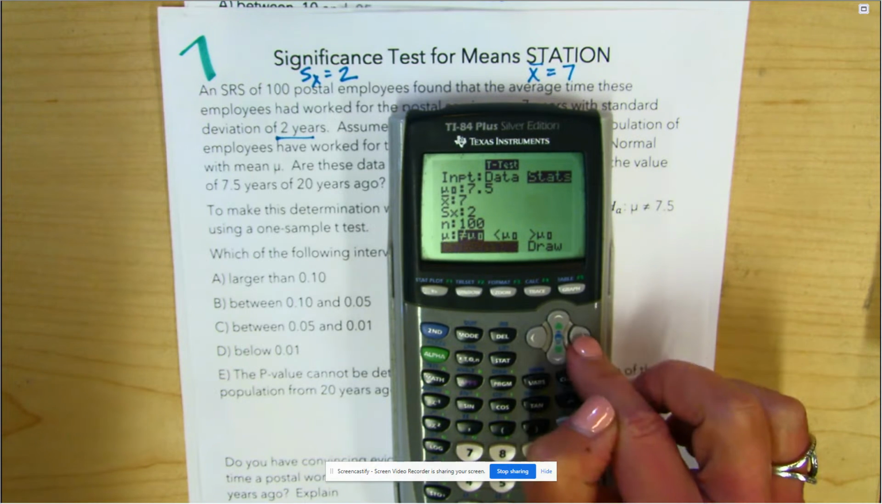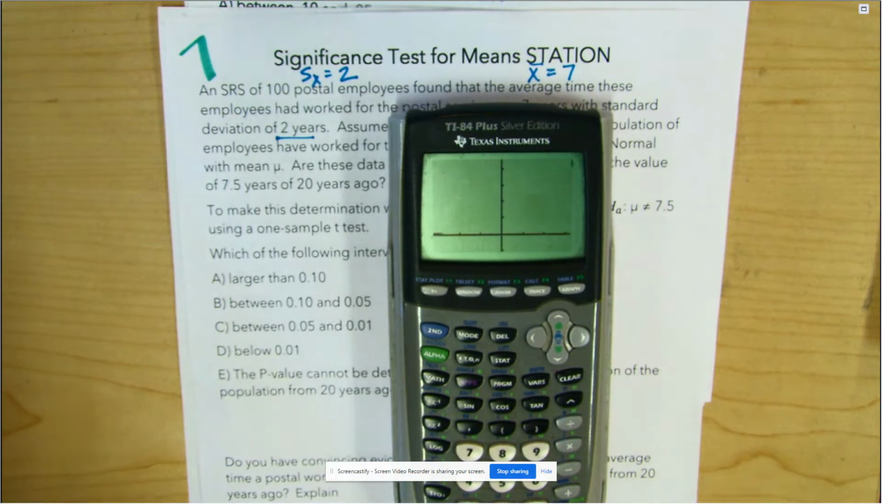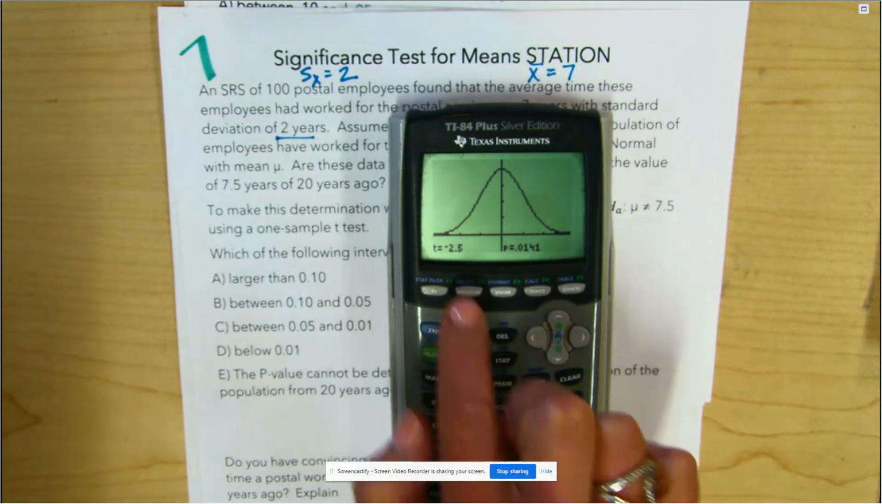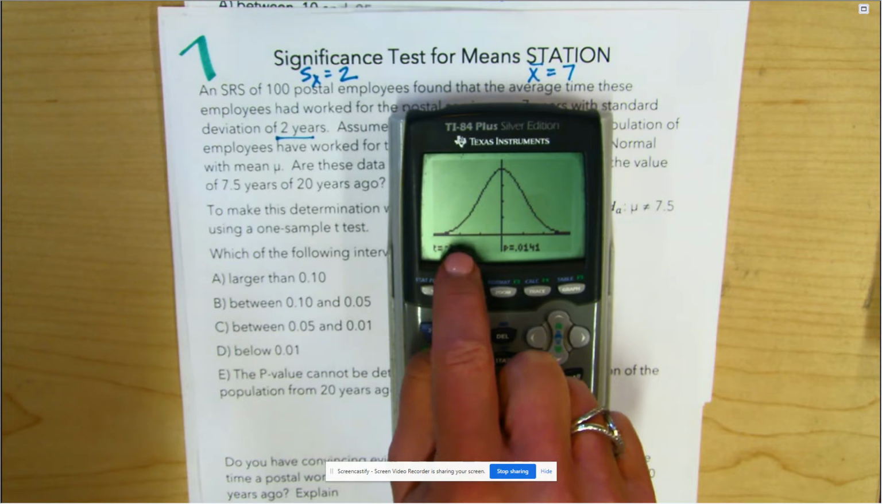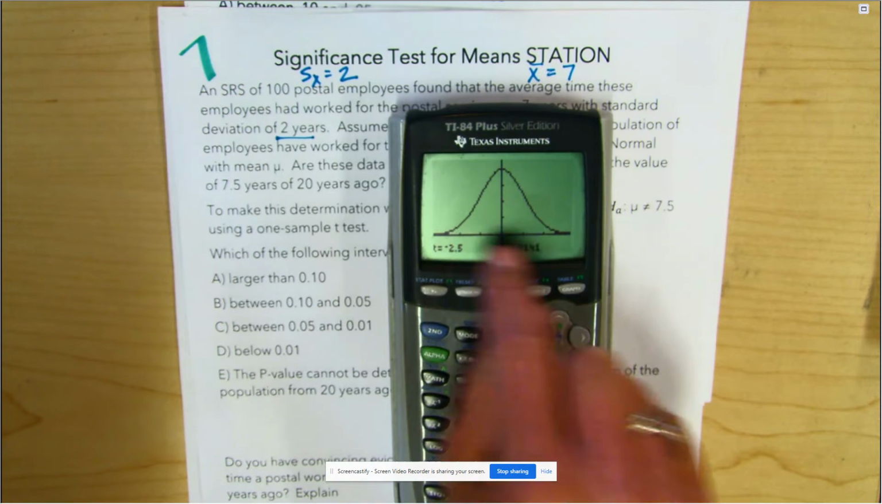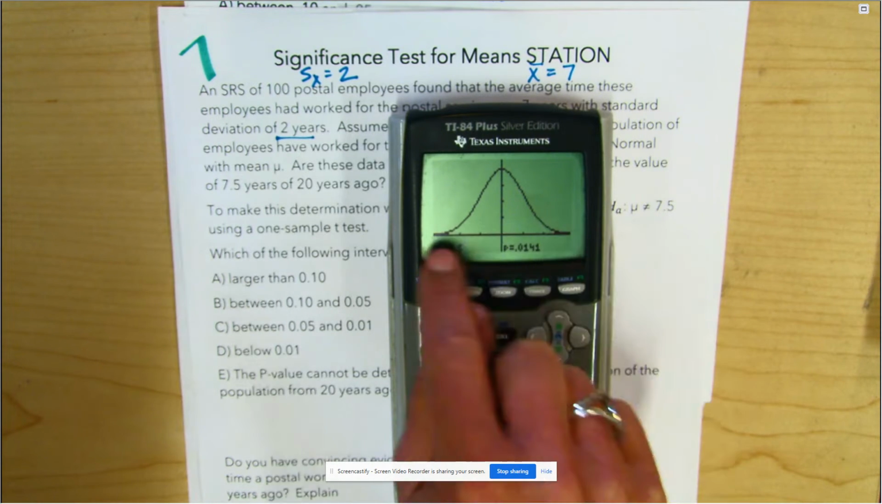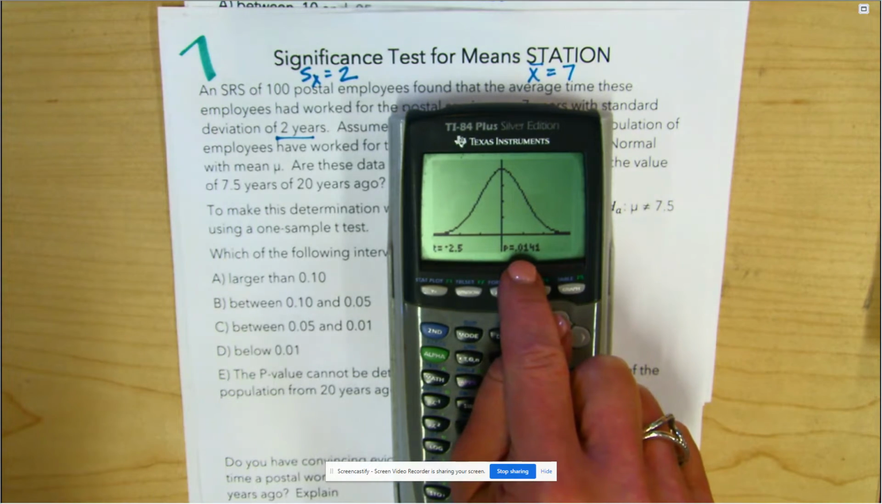So let's go ahead and draw it. Not equal will always show up on 2 tails. And we're looking for the p-value. So typically when you're doing p-value by hand, you have to double it, but the calculator, because you hit not equals, is doubling it for you. So the t-value for your test statistic is negative 2.5 and positive 2.5. And that's a p-value of 0.014.